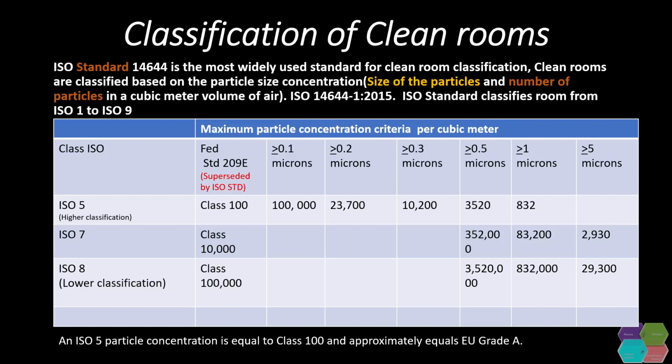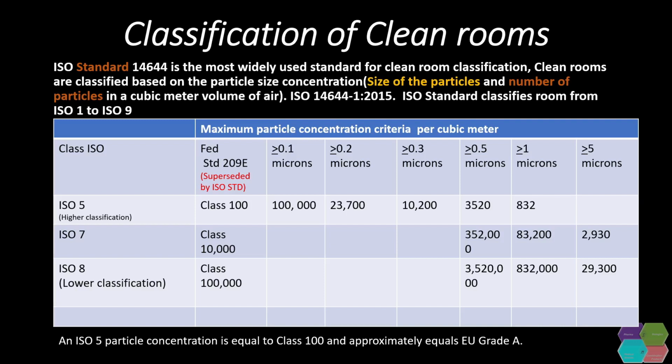3520, and in ISO 7, it is 352,000 per 0.5 micron particles. Whereas 5 micron particles should not exceed more than 2,930. ISO 5 is a higher classification in terms of cleanliness compared to ISO 8, which is a lower classification. As you can see, the particles are less per cubic meter in the ISO 5 area compared to the ISO 8 area.